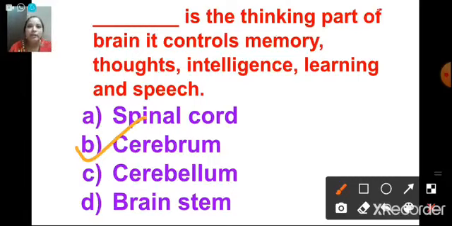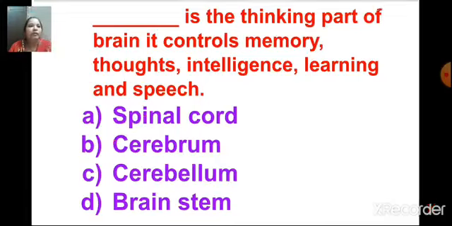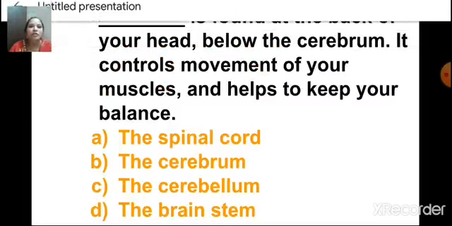So cerebrum is the thinking part of the brain. It is the largest part of the brain with so many folds in it, right? So it is the thinking part of the brain that controls memory, thoughts, intelligence, learning and speech. And that is what? The cerebrum. Now let us have a look at the next question.